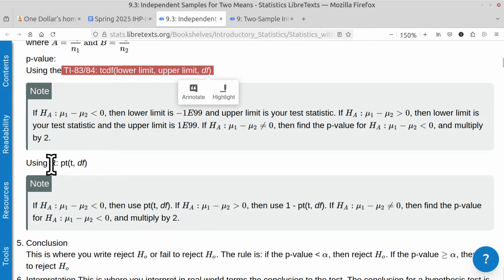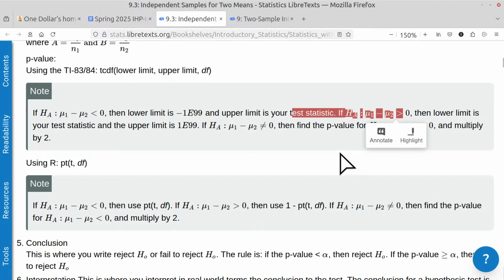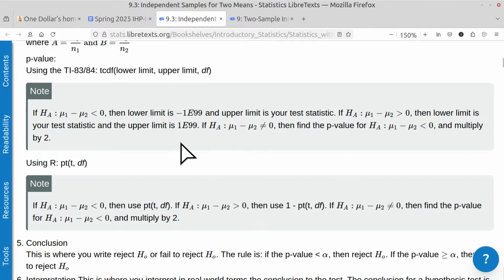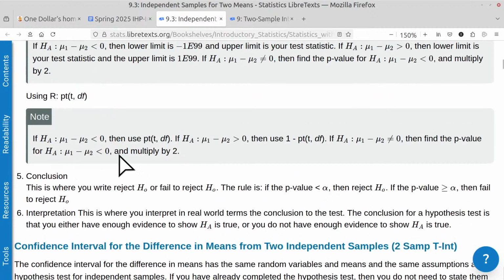Okay, then for the alternative hypothesis HA, the lower limit is like this one, and the upper limit is your statistic. If the alternative hypothesis is mu1 is greater than mu2, the lower limit is your test statistic, and the upper limit is this one. Okay, let's move to the next one. Use R. Actually, we don't use R because R is very professional software, and here we use online applications and Google Office.